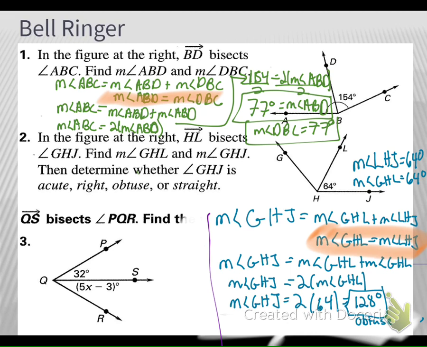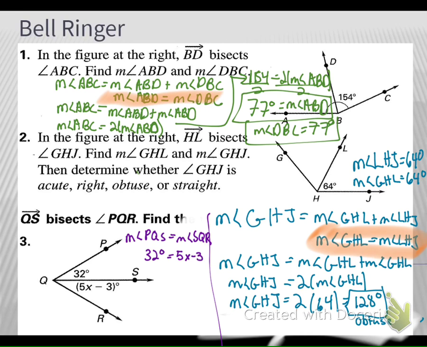So for the next group, we talk about how ray QS bisects angle PQR. We want to find the value of x. So this one is the type I told you didn't have to show as much work with. So we want to just say that the two angles that are smaller are what? Are equal, exactly right. So the measure of angle PQS equals the measure of angle SQR. We know the measure of PQS. What is it? Kevin, were you raising your hand? Okay. 32 degrees. I'll write that a little nicer. 32 degrees. And we know the measure of angle SQR is? Nice job. 5x minus 3.